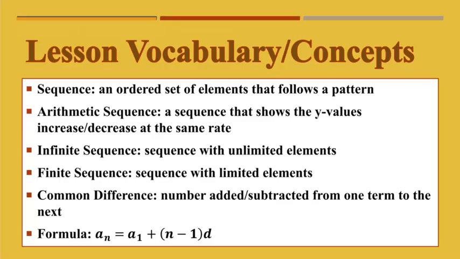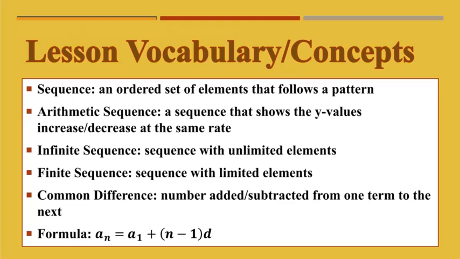Now, for an arithmetic sequence, you do have a common difference. And the common difference is the number added or subtracted from one term to the next. And when I say subtracted, it means you're really adding a negative number. So the formula for an arithmetic sequence would be a subscript n equaling a subscript 1, which the 1 means the first term, plus n minus 1 times d. The n means the number of the term that you're finding. The d is the common difference.